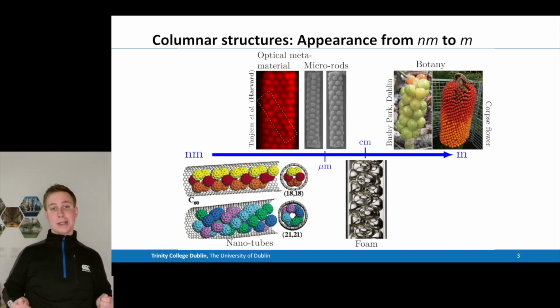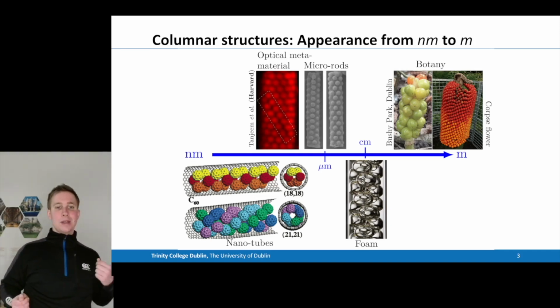On a similar length scale, a group in Harvard actually tried to build so-called optical metamaterials with these structures. So this is a material with a negative refractive index, and it finds application in superlenses. They created such structures by self-assembling nanocolloids on the surface of a cylinder. And then, on the nanometer scale, Brazilian scientists actually managed to alter the physical and chemical properties of nanotubes using such structures. They are here assembled by trapping spherical molecules such as fullerenes inside the nanotubes.